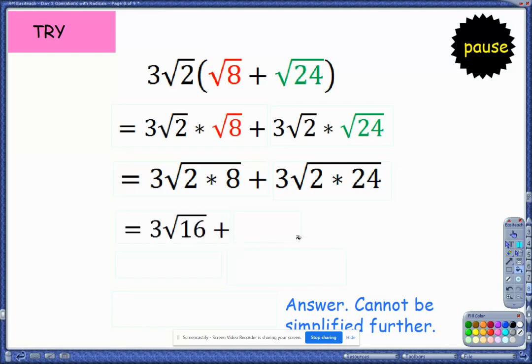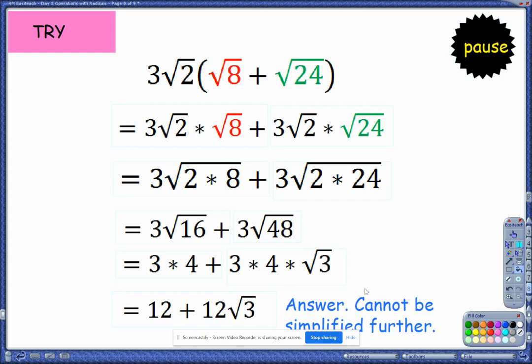So it's 3 radical 16 plus 3 radical 48. However, 16 is a perfect square and 48 is 16 times 3. So it becomes 4 radical 3, which you now add the whole numbers. These are the whole numbers. You're going to add these, multiply these and multiply the 3 times 4. And your answer stays in this form. We cannot make this 14 radical 3. 12 is a whole number and 12 radical 3 is a different number. So we just leave them as it is.